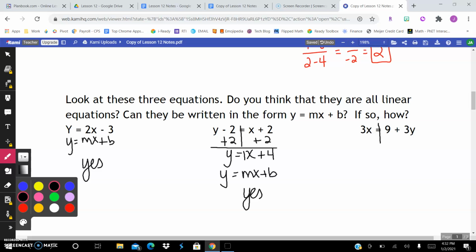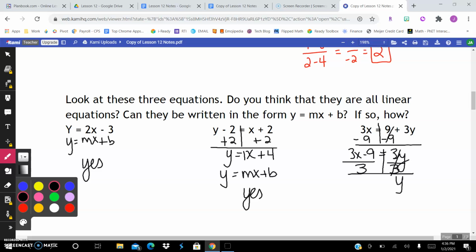And then here, again, it's not solved for y, so we have to solve it for y. So I'm going to get rid of that 9. It's positive right now, so I'm going to subtract it. And I can't do 3x minus 9, so I'm just going to write 3x minus 9. And these guys would cancel, and I would be left with 3y. And then we have to divide both sides by 3.